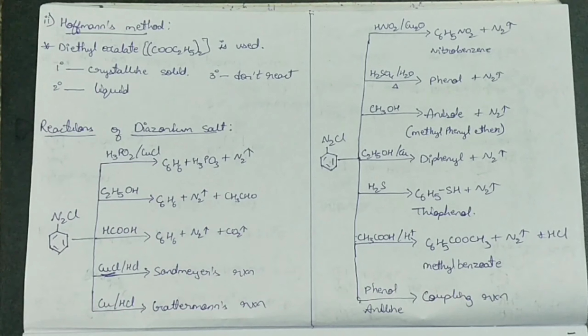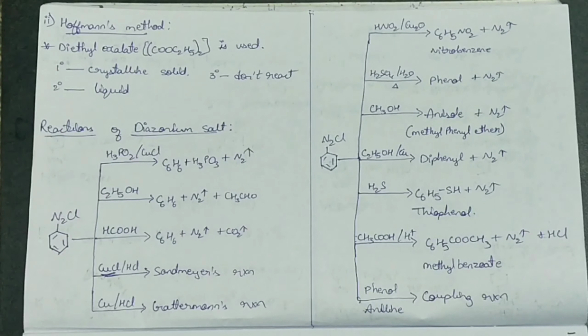Next, diazonium salt reacting with CH3OH, methanol, gives anisole. The common name of anisole is methyl phenyl ether, and the IUPAC name will be methoxybenzene. So next, diazonium salt reacting with ethanol along with copper metal gives diphenyl.